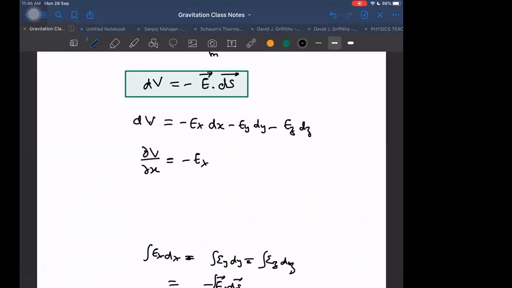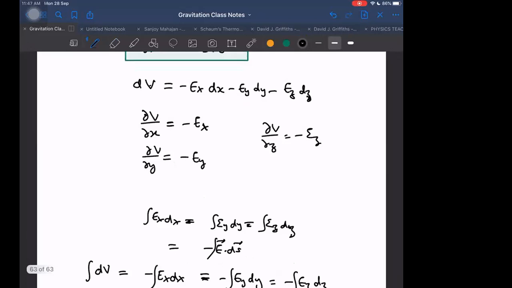So let us differentiate partially with respect to x. Then the y term and z term will give us 0, because y is independent of x, so dy by dx will be 0. Z is independent of x, so dz by dx will be 0. So we are getting just minus Ex. Similarly, del V by del y is equal to minus Ey, and del V by del z is equal to minus Ez. Or I can write it in this way also, that is also better.